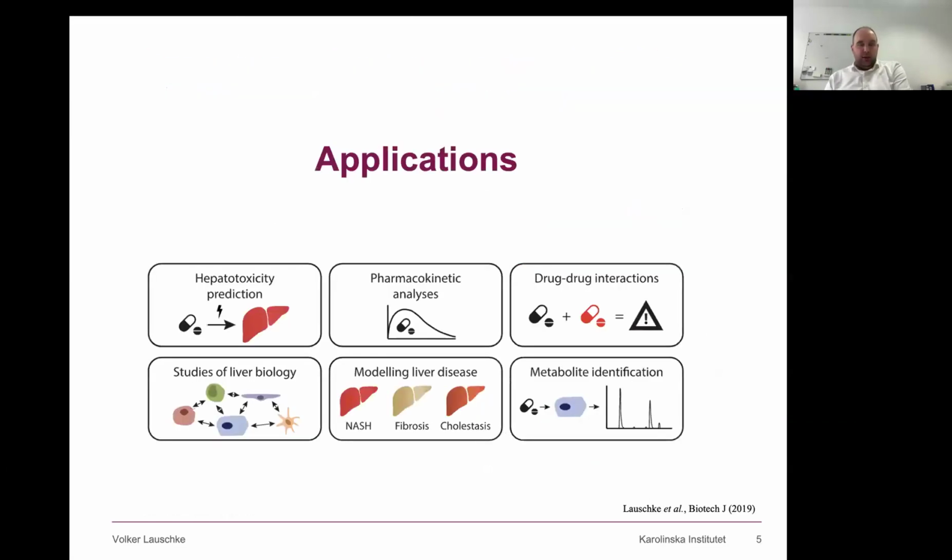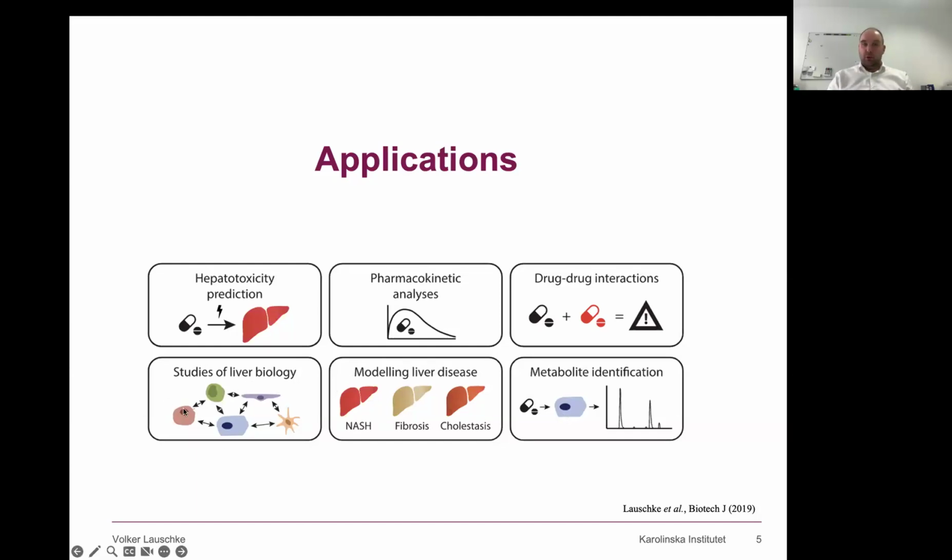So when it comes to applications, there is a multitude. Hepatotoxicity predictions is one, and maybe the most obvious one. We've done quite a bit of work on those. Also pharmacokinetic analysis, so evaluating directly hepatic clearance of different compounds, and drug-drug interactions, so how compounds are inducing various cytochrome P450s and how that might impact the clearance of other victim drugs, as well as metabolite identification of direct human metabolites of a given compound of interest.